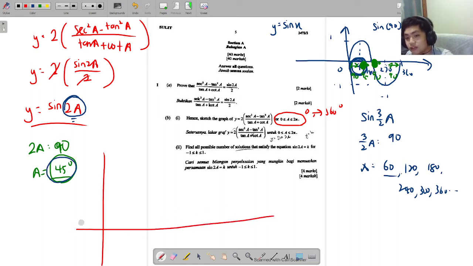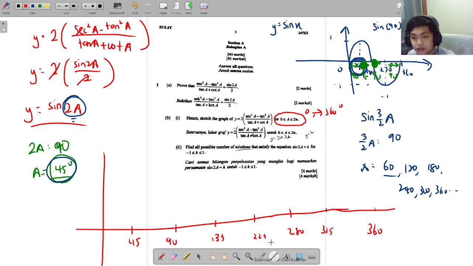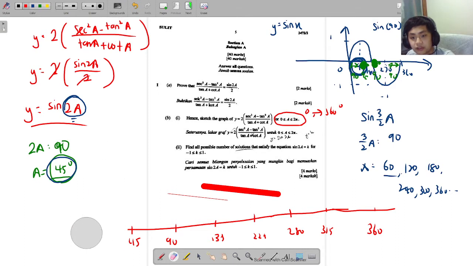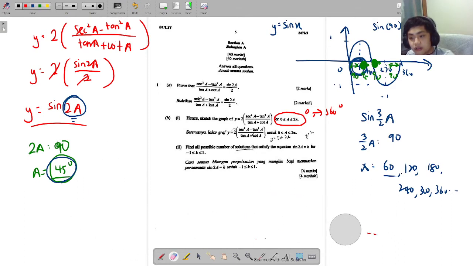So I'm just going to do a simple sketch here. So here is 45, 90, 135, 225, a bit short, 280, 315, 360. Apologies for the weird curve. Can this draw straight? Oh yeah, I can actually draw a straight line, but it's just a bit thick. Yeah, there, much better. So let me just erase this part. Okay, something new every day.